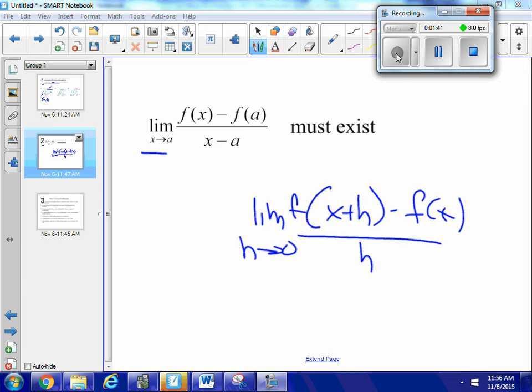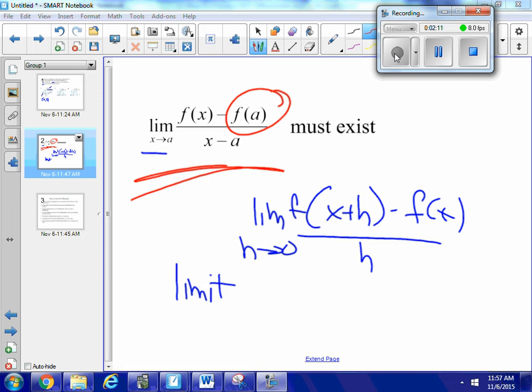But one thing you do want to remember is that in order for a limit to exist, the right-hand limit and the left-hand limit have to be the same, with the exception of an endpoint, which will only have either a right-hand or a left-hand limit. The other thing I'd like to point out is that in order for this limit to exist, I have to have an f of a. I have to have a value at the point that I'm looking at.